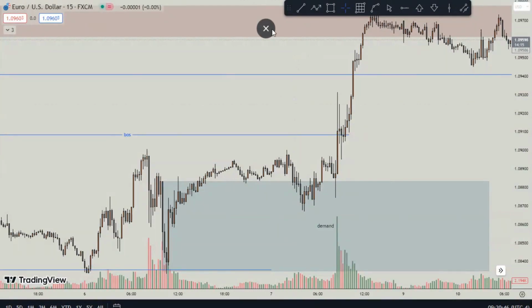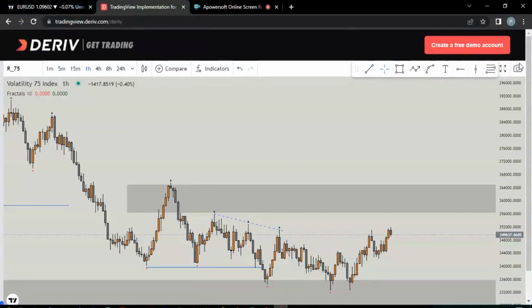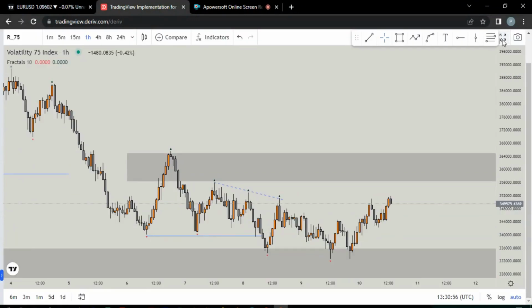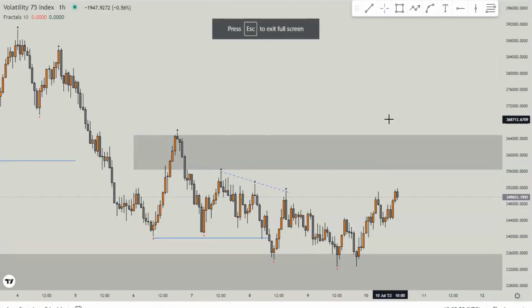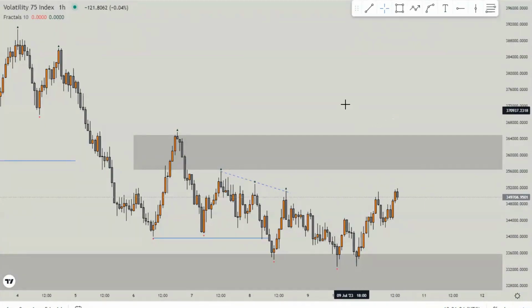Now let's go to synthetic indices. You get? These ones have what we call a constant volatility. Volatility 75 and the rest, Boom and Crash, they have what we call a constant volatility.